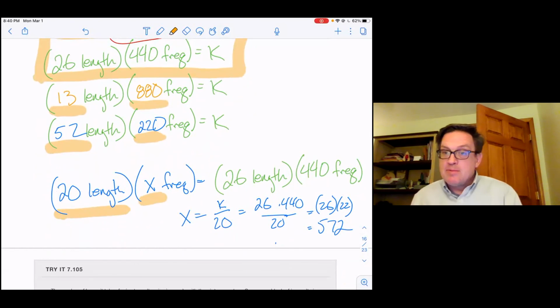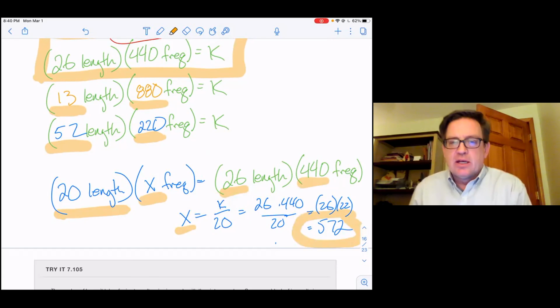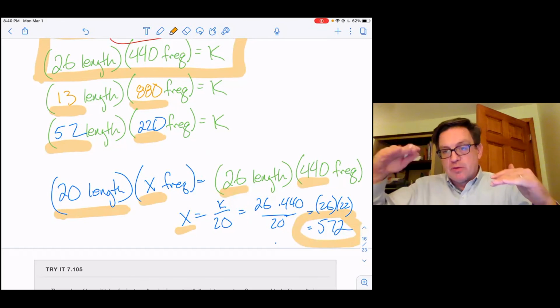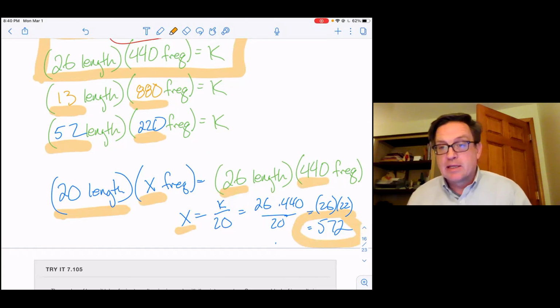Well, I know 20 times x has to be the same thing as 26 times 440. So I set that up. And x equals k divided by 20, but k is 26 times 440. And I could do my little calculation, use your calculator, and it turns out it's 572. The frequency is 572 beats per second, right?